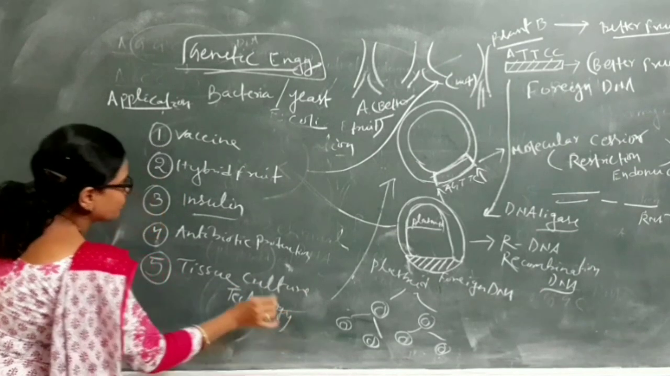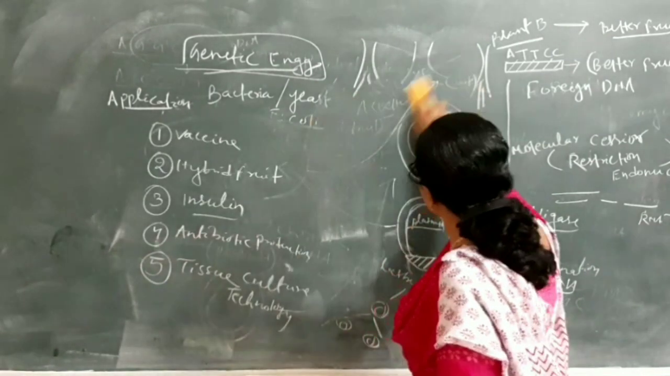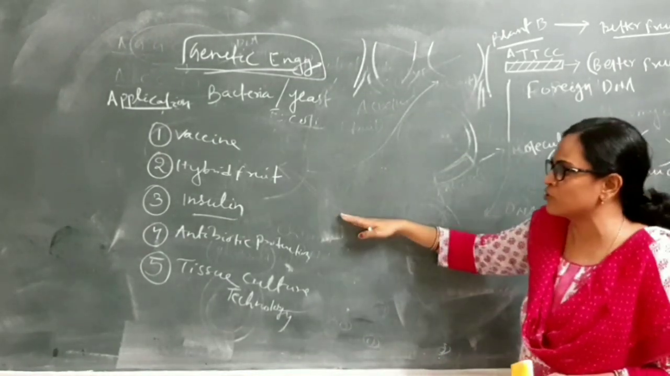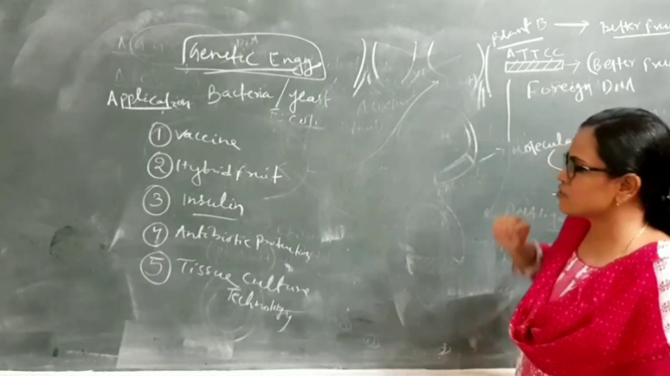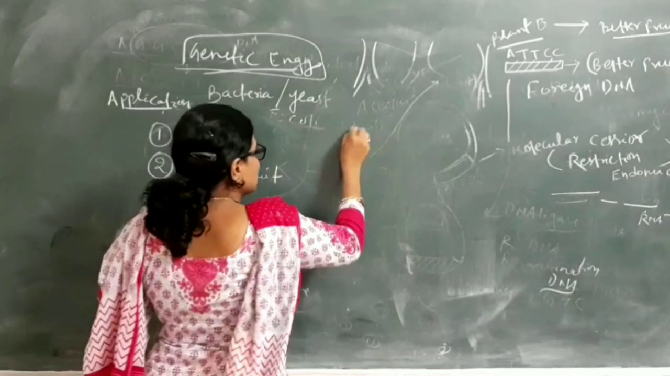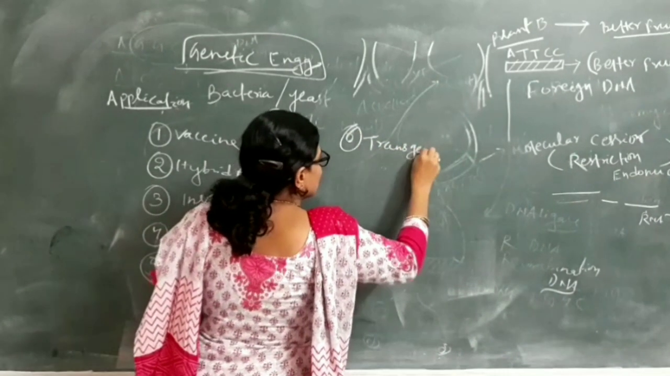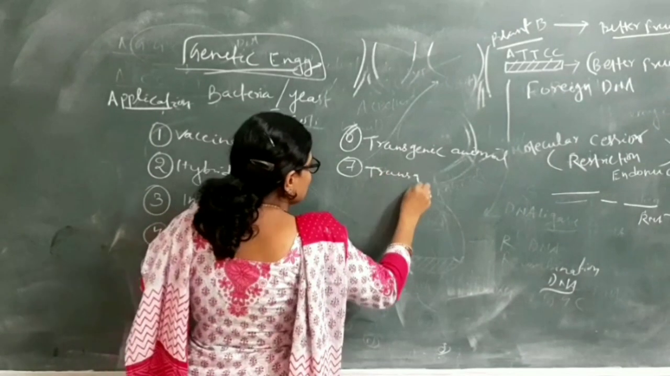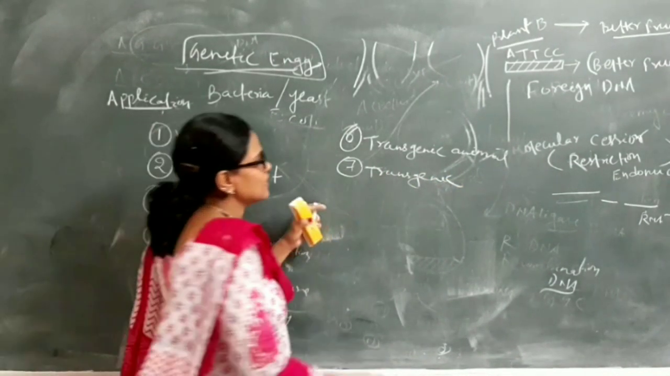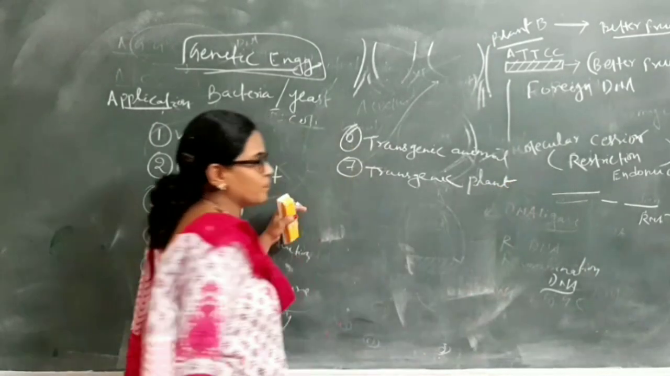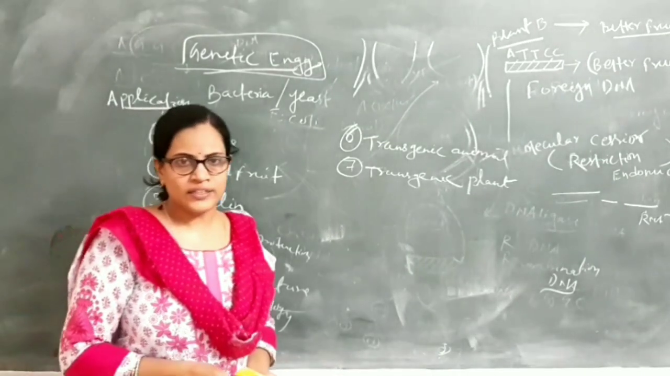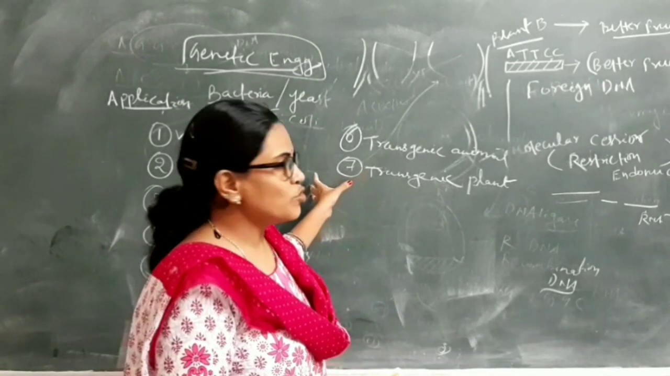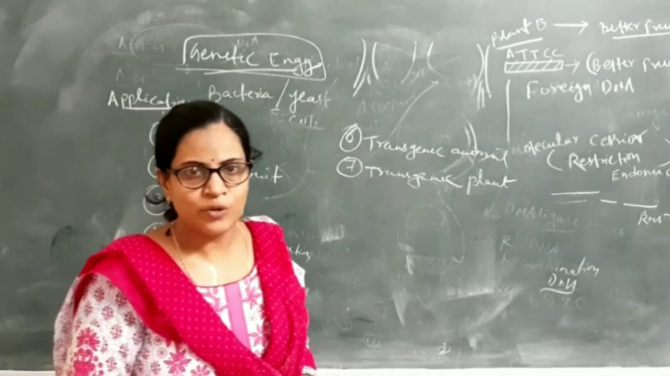Tissue culture technology. Then number six, transgenic animals. Using genetic engineering technology, we insert this plasmid inside some host, and it will produce a transgenic animal. Transgenic means transfer of some gene. Transgenic plant formation and different kinds of other activities, this genetic engineering technology is used. So this is the technology of genetic engineering, and the first portion of biotechnology is completed.